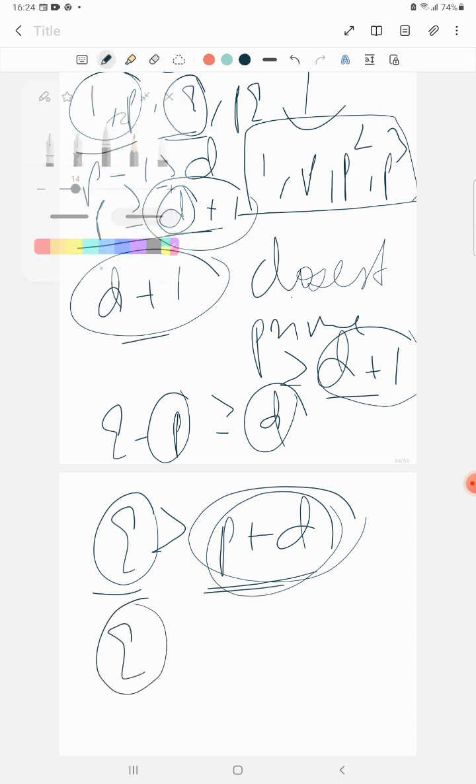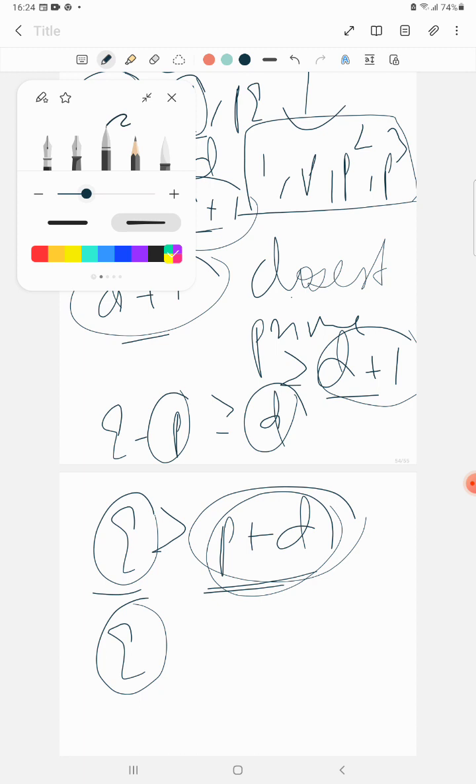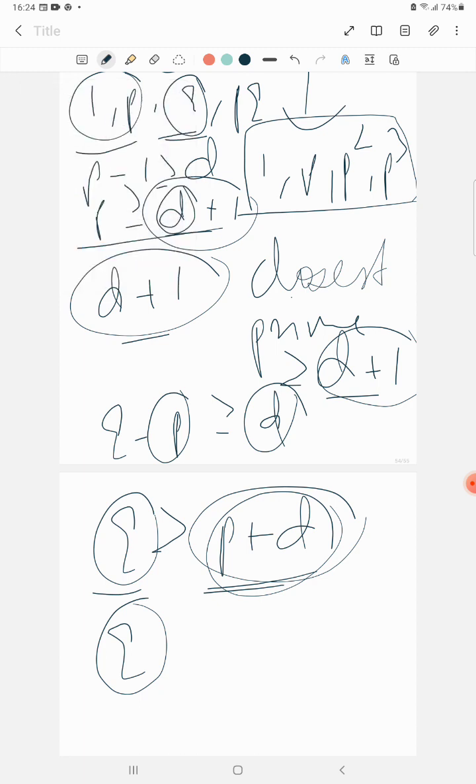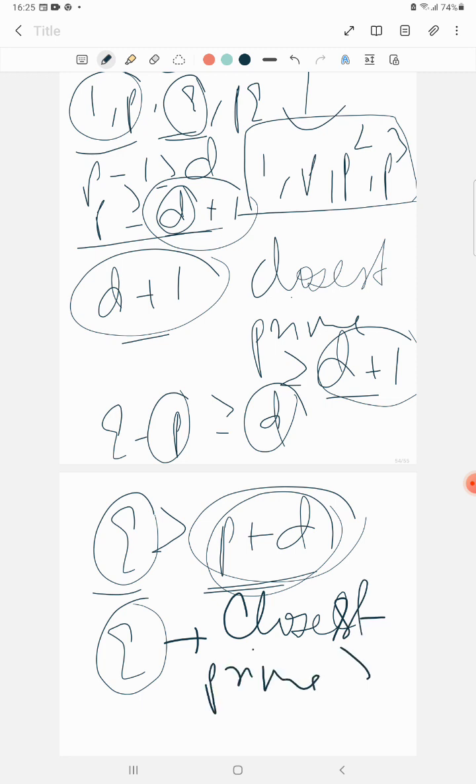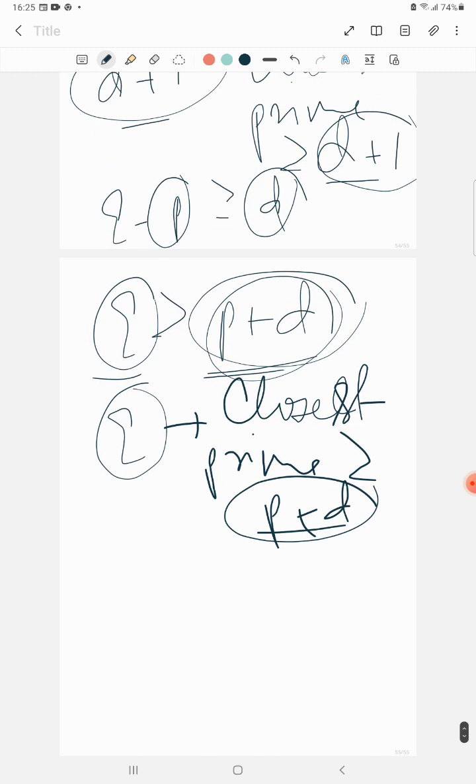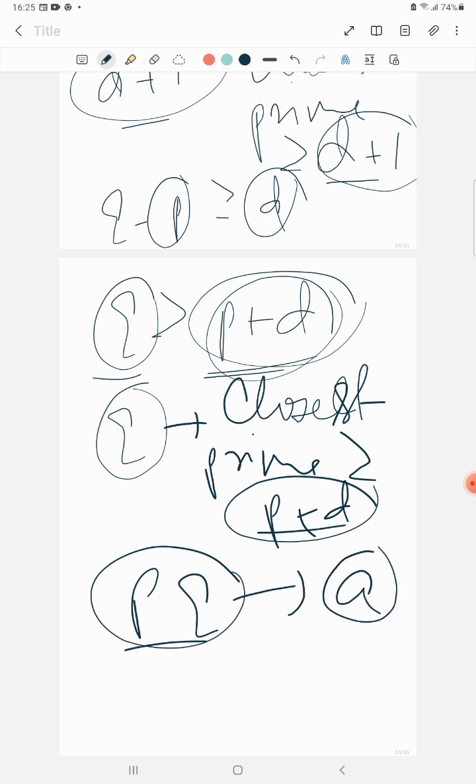Okay, let me use a bit thicker pen. So I need to find the closest prime that is greater than or equal to p plus d. So then this search is done. Okay, so then you have p, then you have q, and you can find what is pq. So that is one a, right?